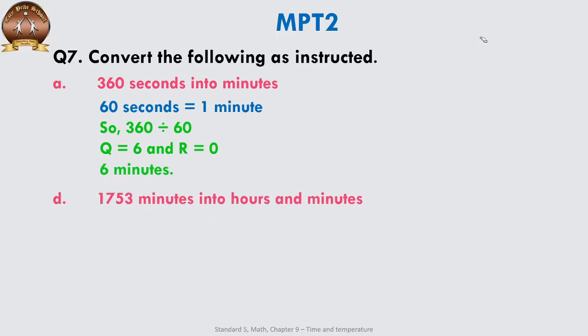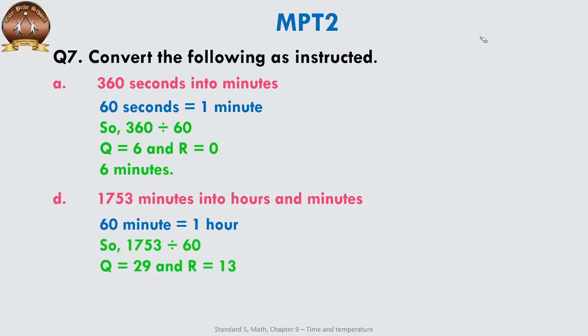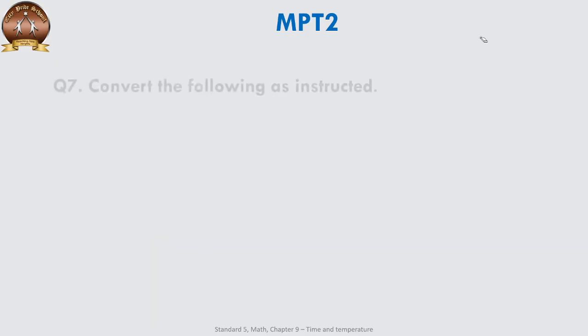D part, 1753 minutes, you have to convert it into hours and minutes. Now how do you convert it into hours? You convert it into hours by dividing by 60. 60 minutes make 1 hour. So 1753 divided by 60, what do you get? 29 as the quotient and 13 as the remainder. So 29 hours and 13 minutes is the answer to this question.